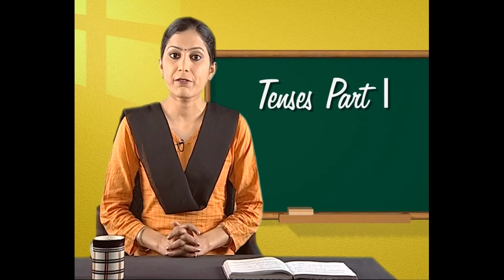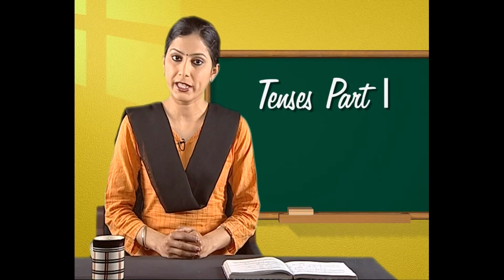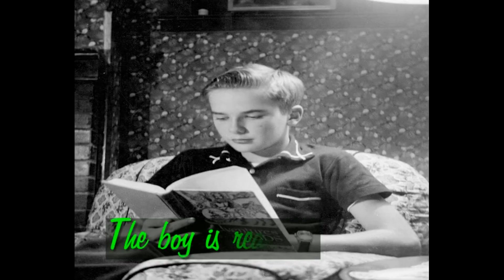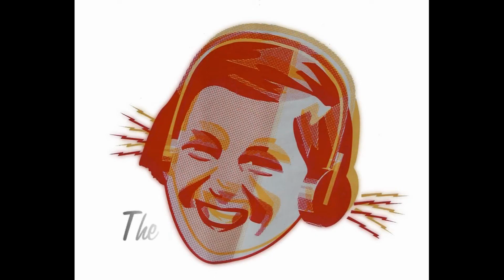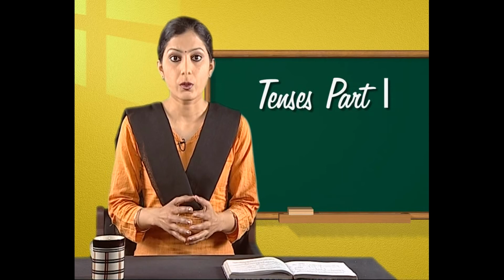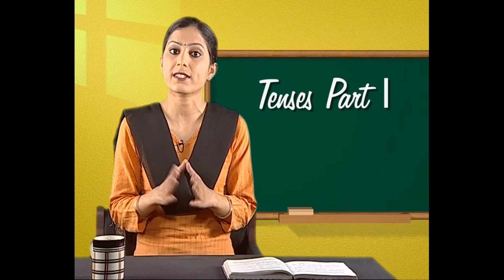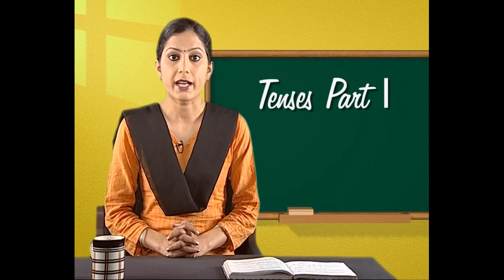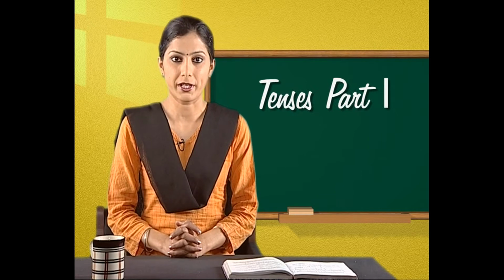Now, look at the following pictures and read the sentences written below each picture. The boy is reading. The sun shines bright. The baby is listening. The bell rings. Though the action is in present, the state of action is different. To understand completely, let us read all these states one by one.